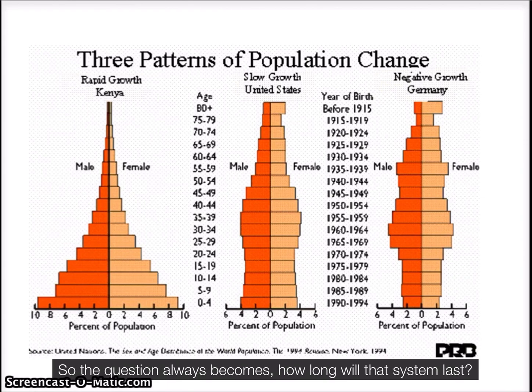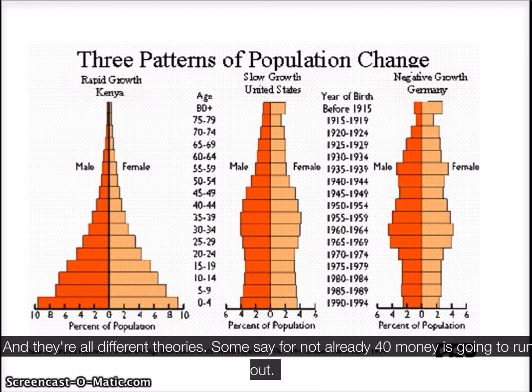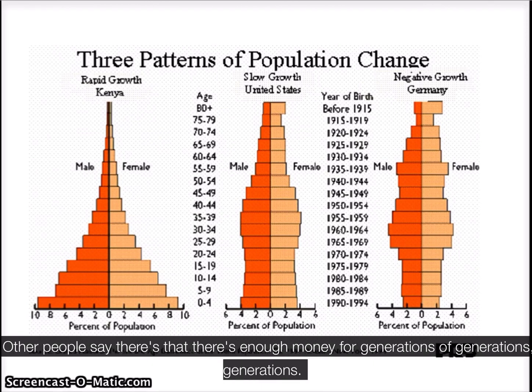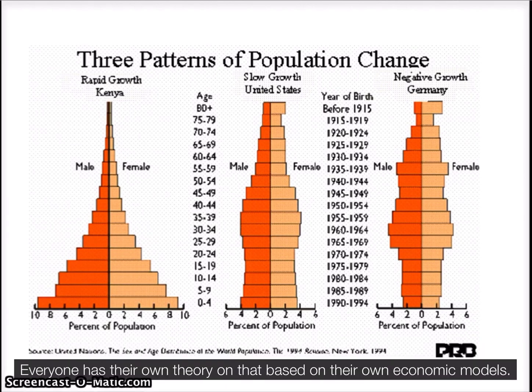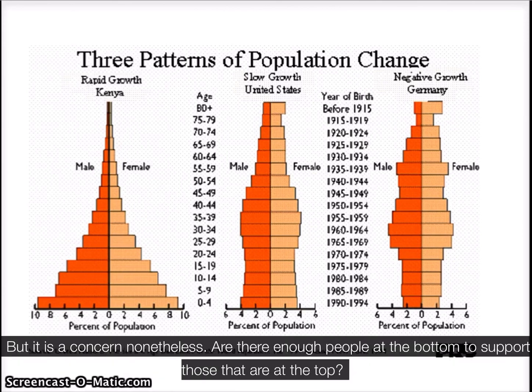So the question always becomes, how long will that system last? And there are all different theories. Some say if you're not already 40, money's going to run out. Other people say there's enough money for generations and generations and generations. Everyone has their own theory on that based on their own economic models. But it is a concern nonetheless. Are there enough people at the bottom to support those that are at the top?